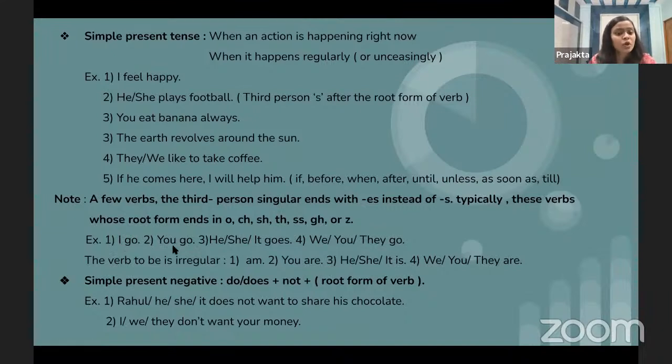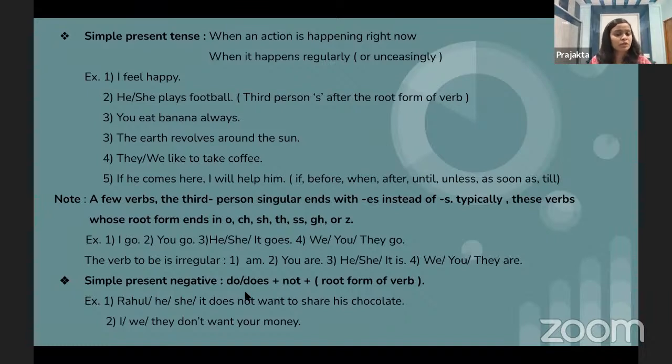There is no need. You go, second person, no need. He, she, it goes. Okay, we are talking about the third person. That's why we have to use es after go. We, you, they go, third person plural. So there is no need to put s or es after the verb.